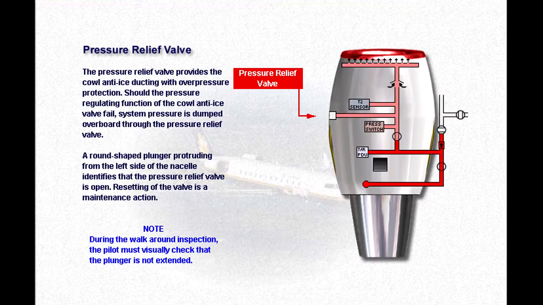Pressure relief valve. The pressure relief valve provides the cowl anti-ice ducting with overpressure protection. Should the pressure regulating function of the cowl anti-ice valve fail, system pressure is dumped overboard through the pressure relief valve. A round-shaped plunger protruding from the left side of the nacelle identifies that the pressure relief valve is open. Resetting of the valve is a maintenance action. Note: during the walk-around inspection, the pilot must visually check that the plunger is not extended.